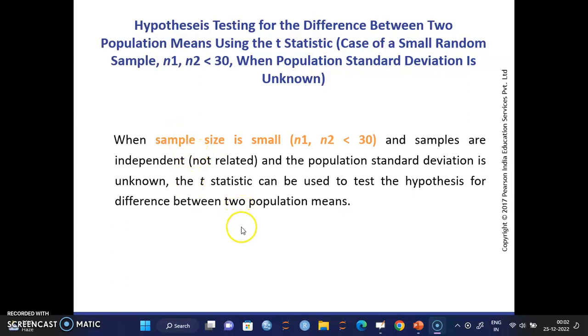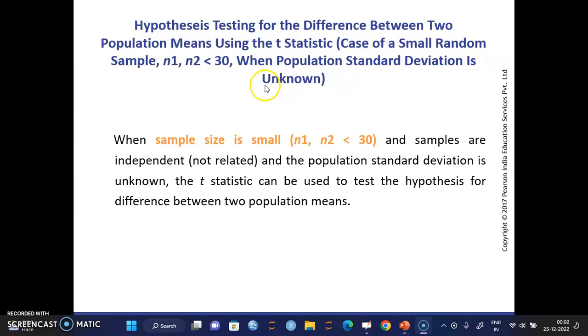Now, after the two sample z-test, we'll discuss how to calculate the two sample t-test. A t-test is recommended when the sample size is small. So when the sample size is less than 30, then we'll go for the t-test.